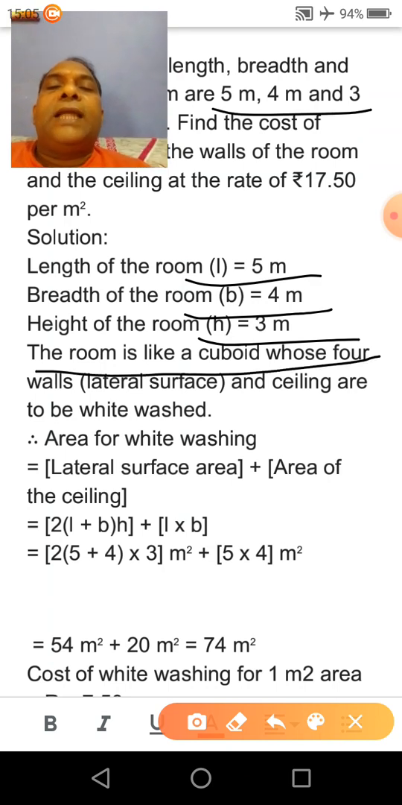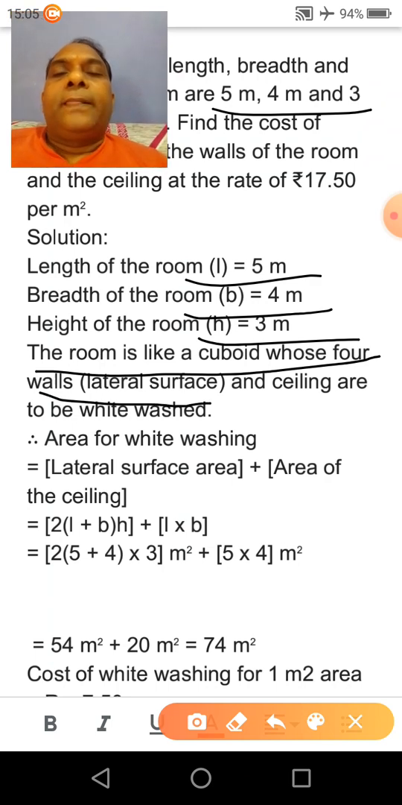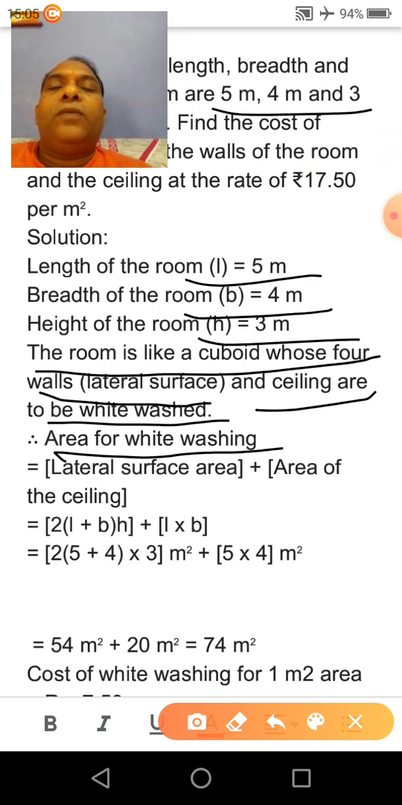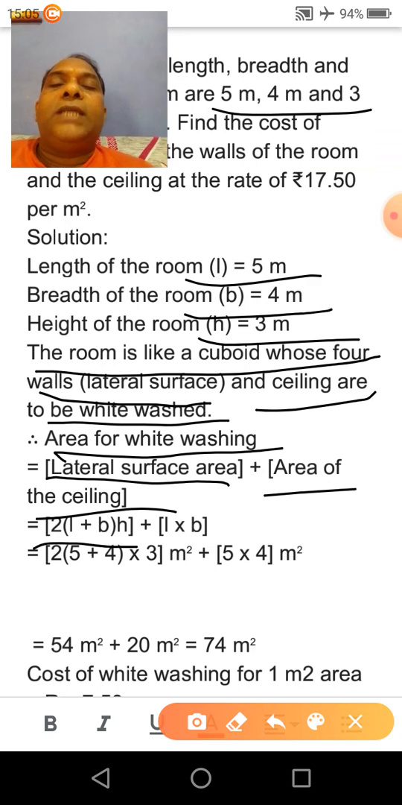The room is like a cuboid whose 4 walls, means leaving the area of top and bottom faces. So area of 4 walls will be equal to lateral surface area. So lateral surface and ceiling to be whitewashed. So in this question 4 walls and ceiling are to be whitewashed. So area of whitewashing portion will be lateral surface area plus area of the ceiling. So 2 into (L plus B) into H plus L into B.